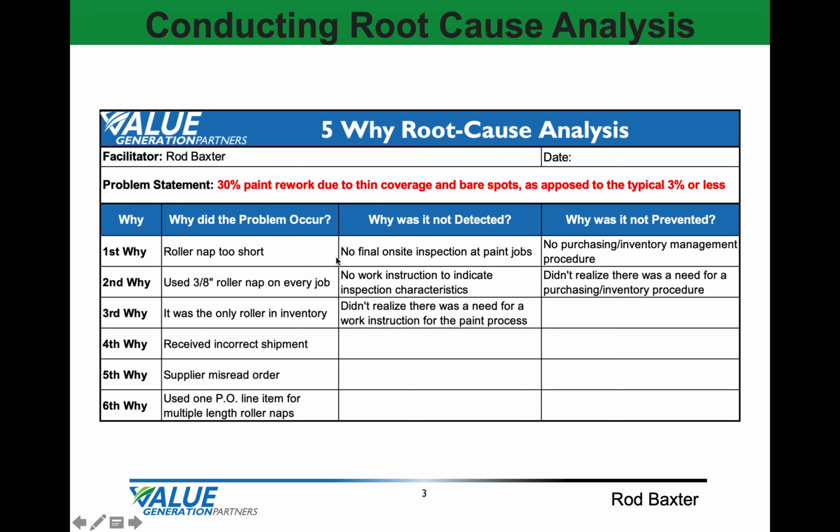Now again, this is 5 why. The rule of thumb is that you ask why 5 times. However, not every instance is going to require exactly 5 whys. You may need 3, you may need 4, you may even need 6, as in the case of why the problem occurred. So use this tool, this template, for your root cause analysis to conduct successful solution implementation.